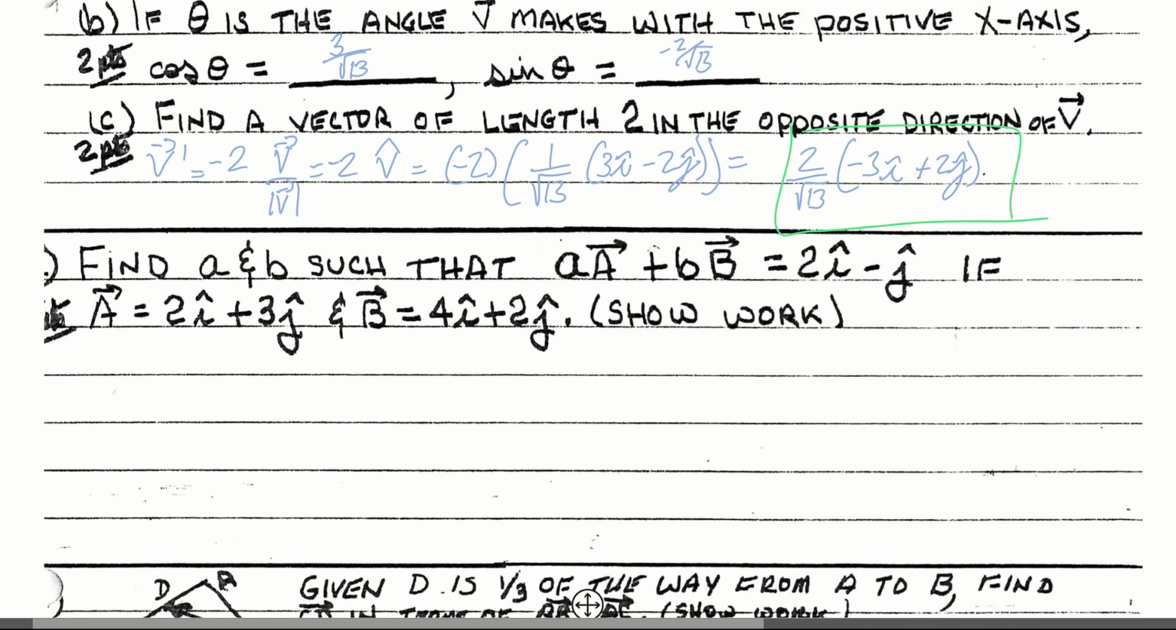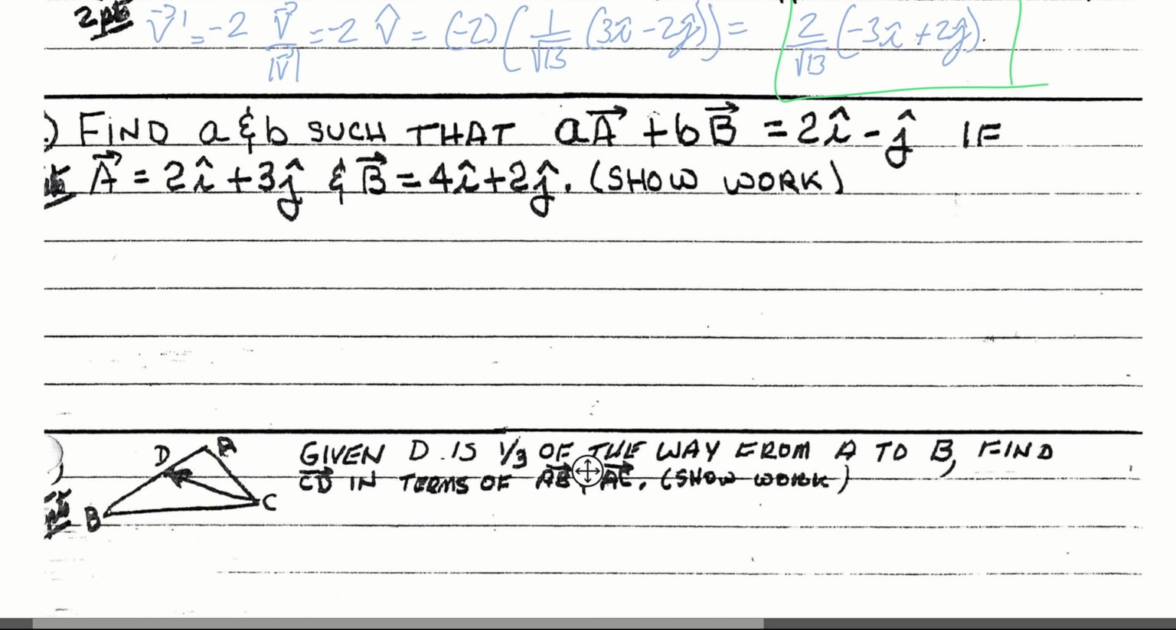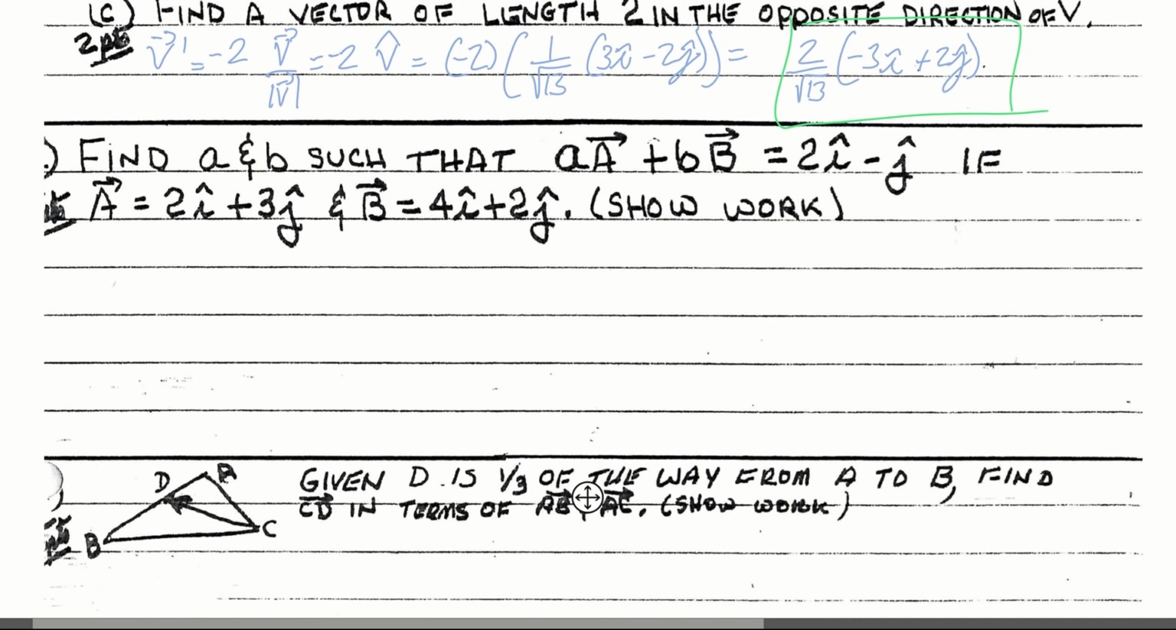So this next one, we have to find a and b such that a times vector a plus b times vector b equals 2i minus j. And we're given vector a and vector b. So we need to find this using essentially a system of equations. So a times vector a, which is 2i plus 3j, plus b times vector b, which is 4i plus 2j, equals the vector 2i minus j.